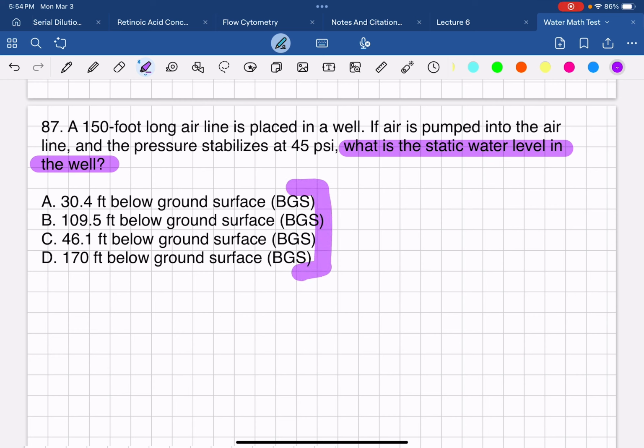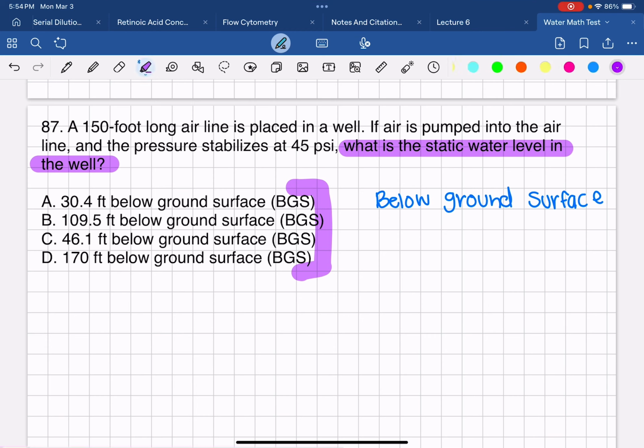So we know that our final answer is going to turn out to be BGS, which is below ground surface. So we have to figure out what the static water level is. So let's figure out what kind of information we have.